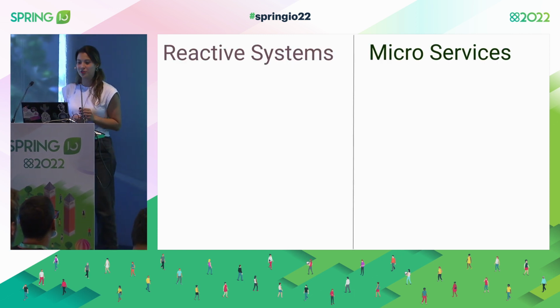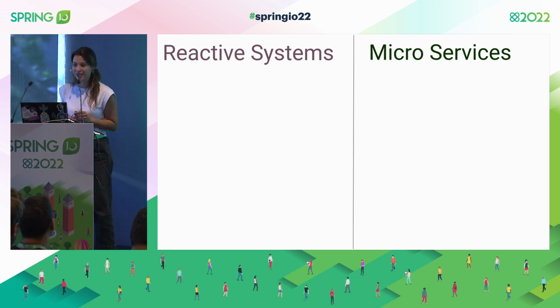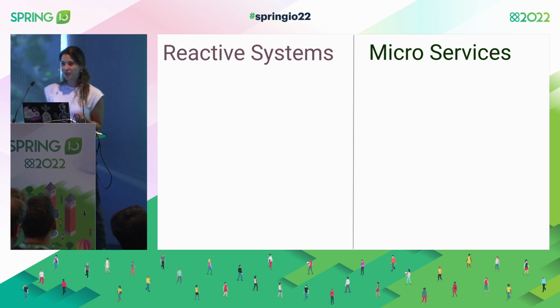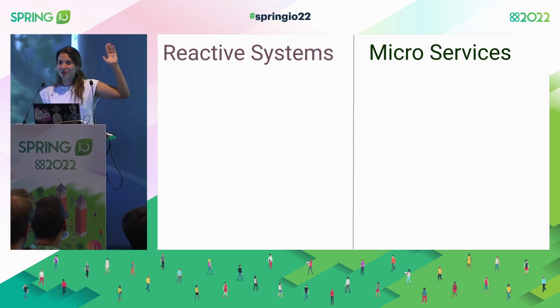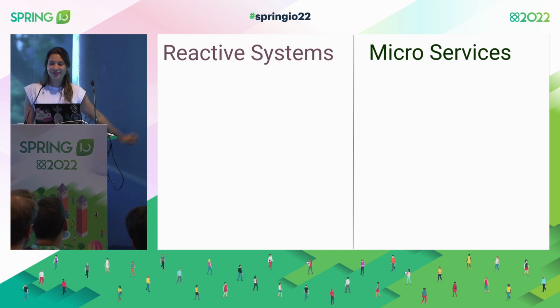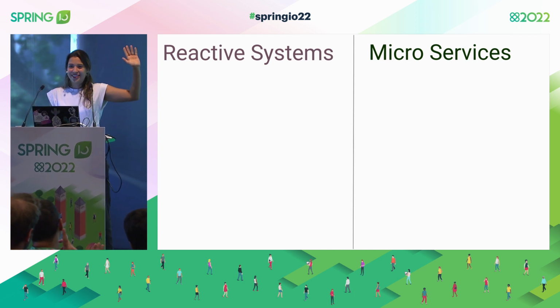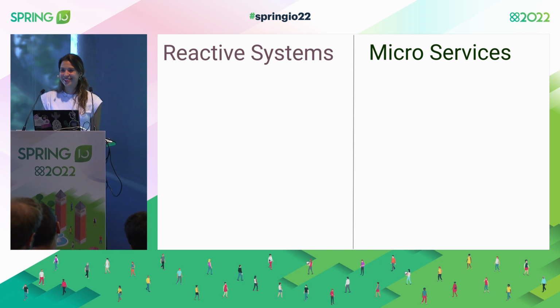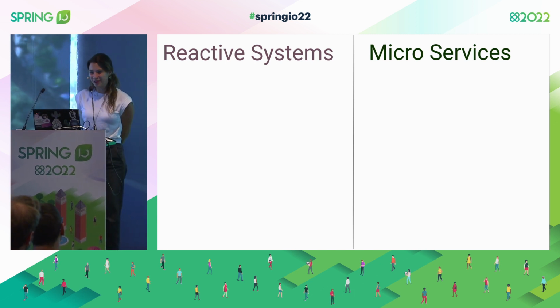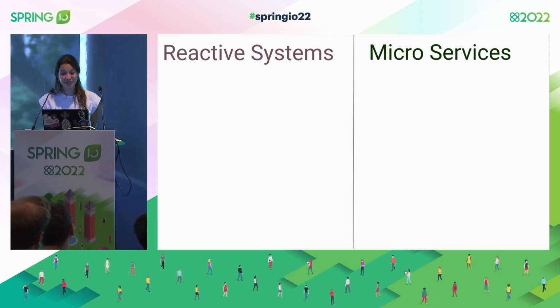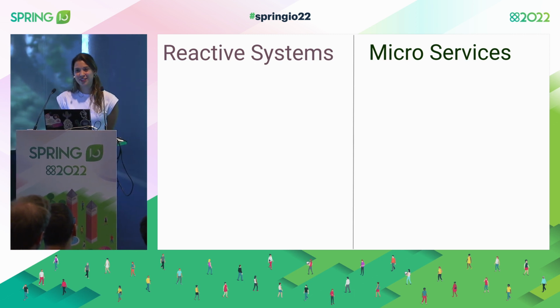Just a quick question, or a quiz question maybe. What term is older? What do you think? Who thinks microservices is older? The term. Okay, one person. Who thinks reactive systems is older? Okay, there was one person with microservices. You got it right. Microservices was first defined in 2011, and there were even some terms before.